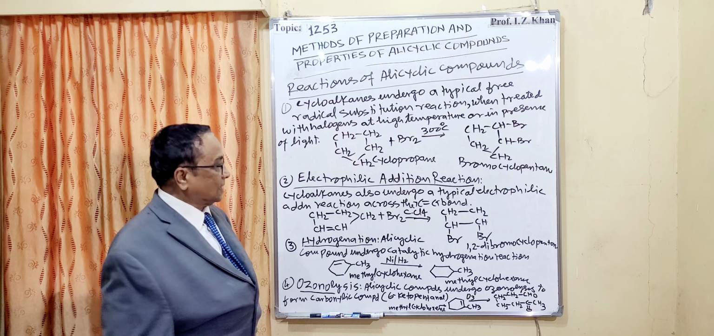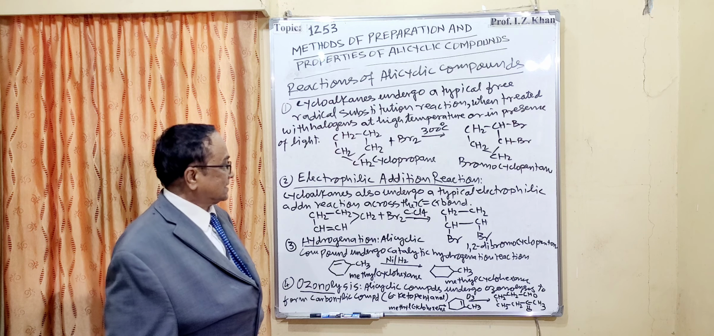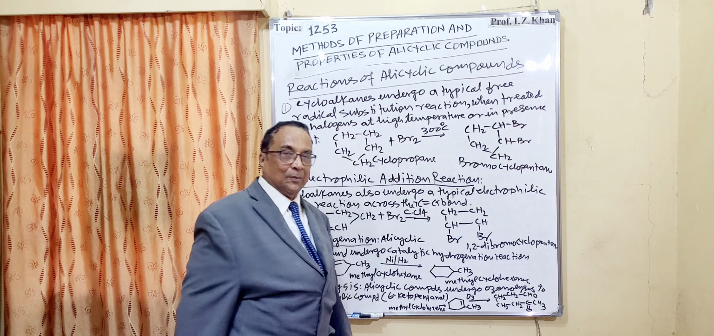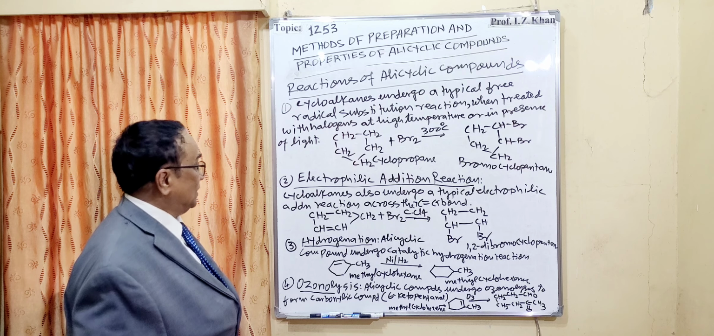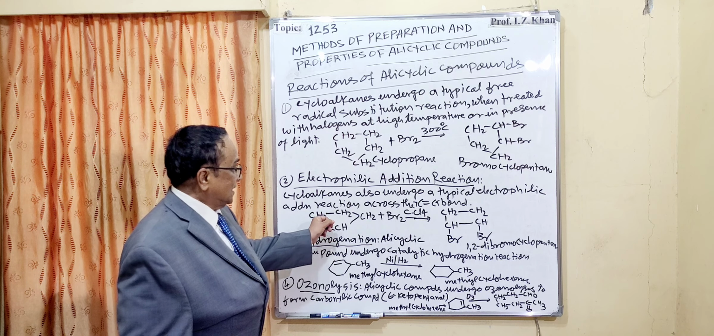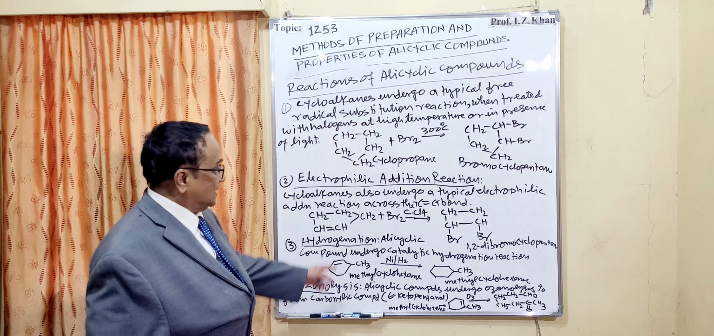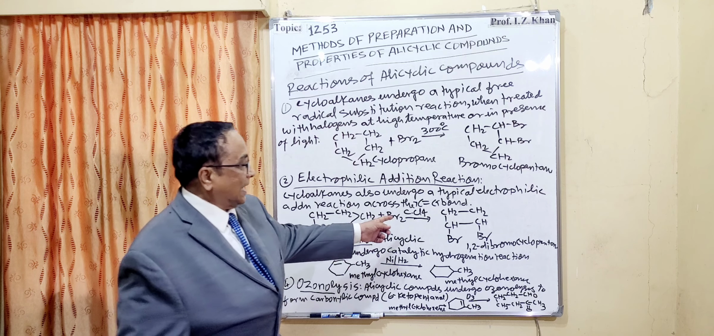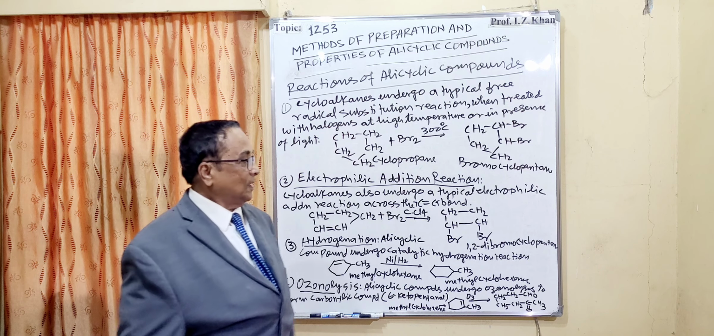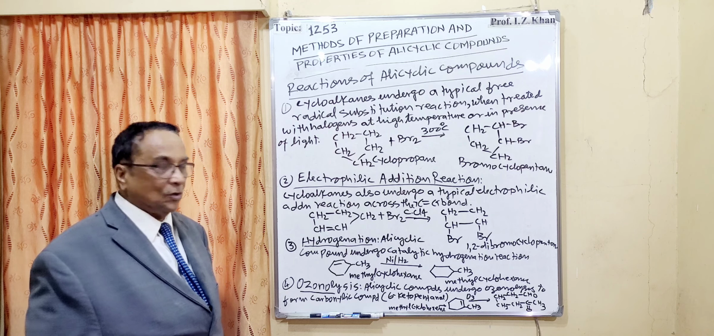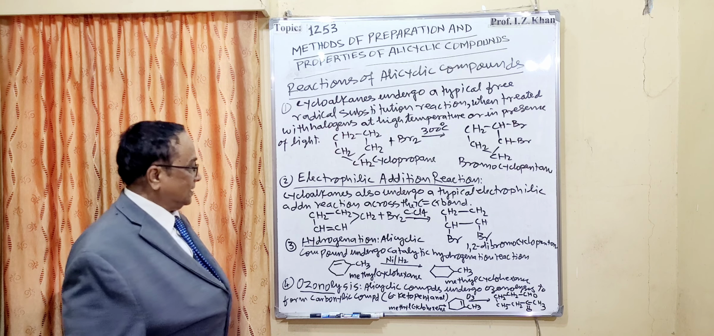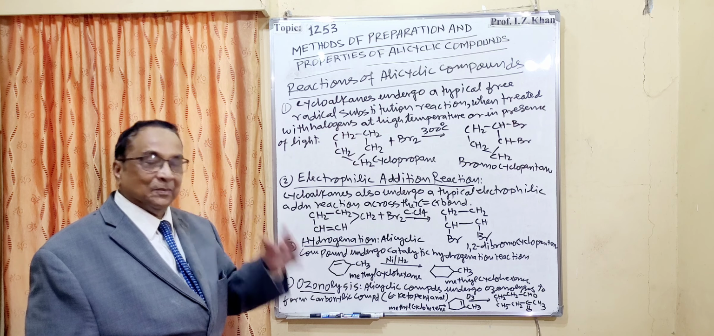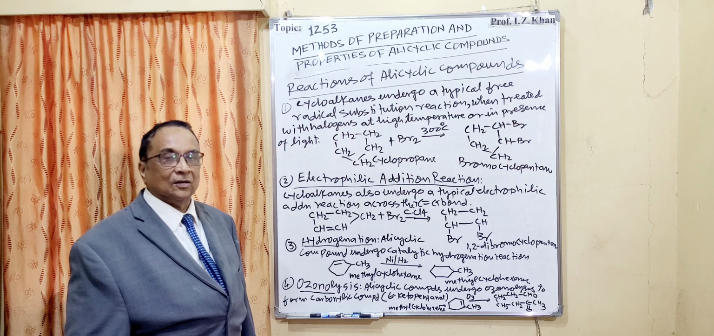So alicyclic compounds undergo a typical electrophilic addition reaction across the carbon-carbon double bond. Whenever there is a carbon-carbon double bond in the ring of an alicyclic compound, it will undergo addition reaction. So here it is cyclopentene, and this cyclopentene, when it is treated with bromine in presence of carbon tetrachloride, is converted into 1,2-dibromocyclopentane.